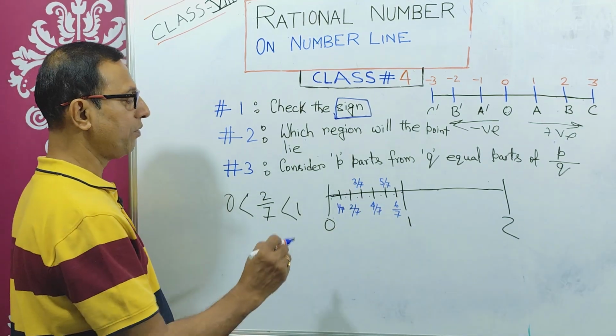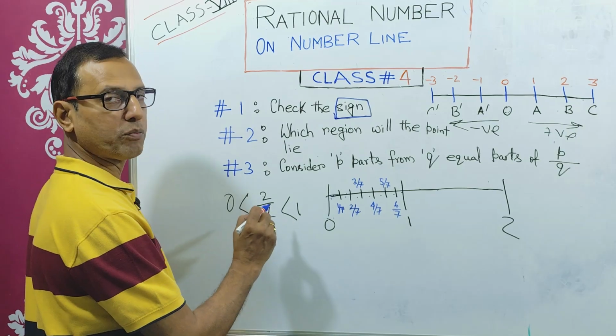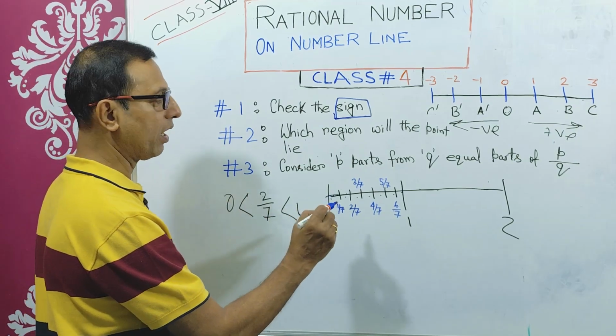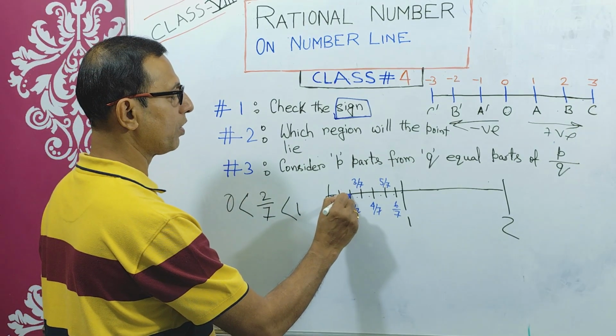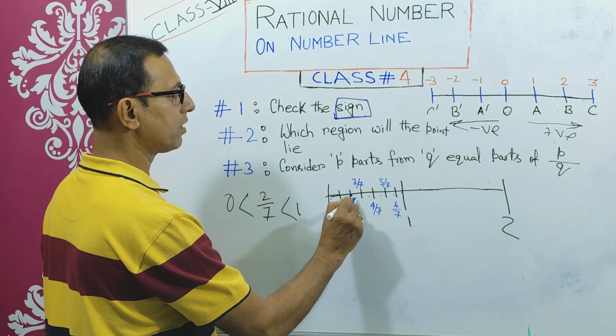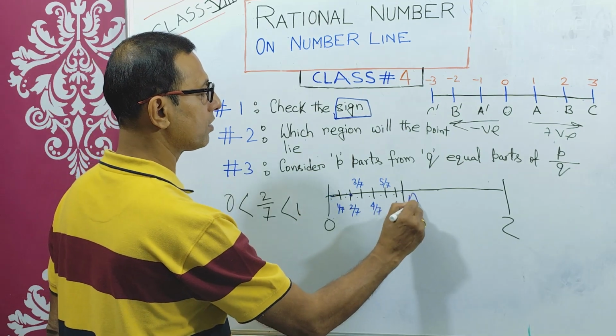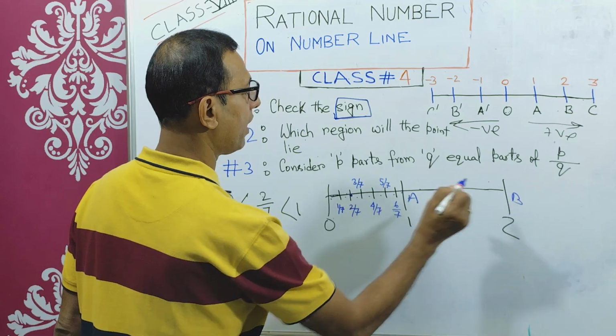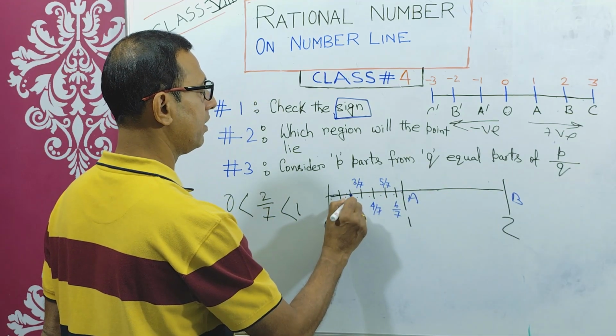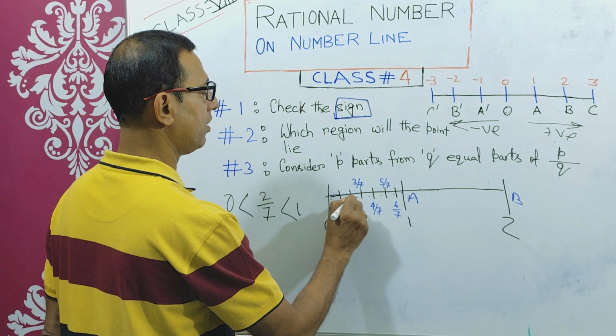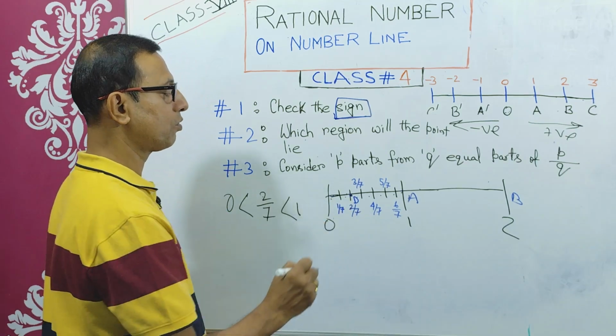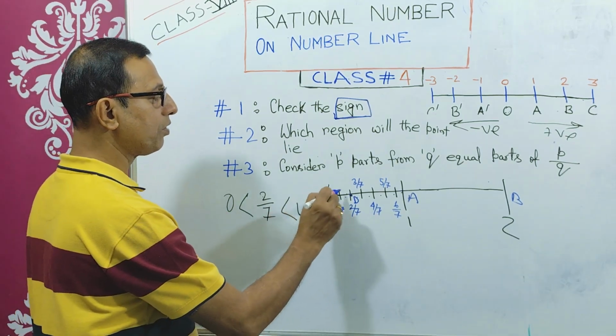So now, if you are asked to figure point 2 by 7 on the number line, that's how you need to give. This point is 2 by 7. Let's say if it is O, this is A, this is B, and this is, let's say, D. So D is 2 by 7. That's how you need to divide.